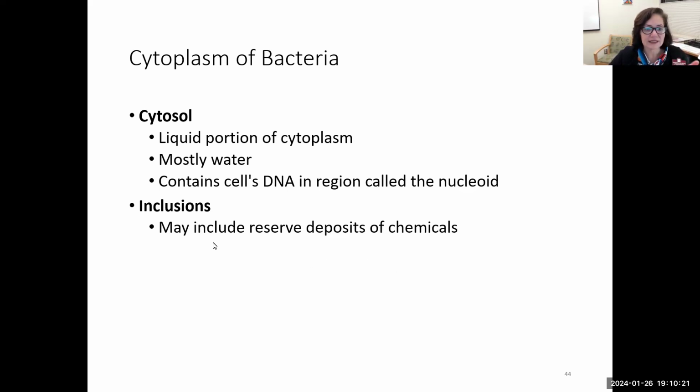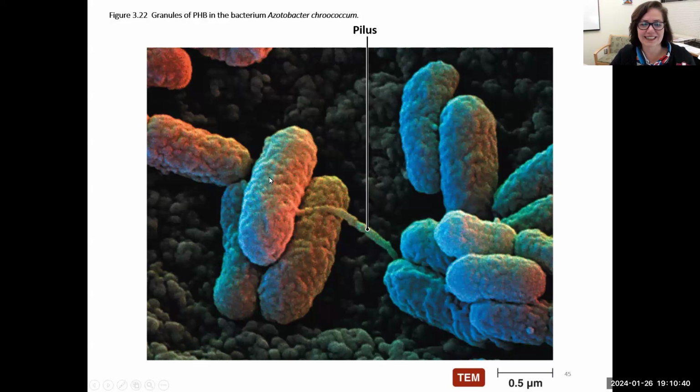But there are areas, inclusions, in the cell. So there are areas where we have reserve deposits of chemicals. Think like storage, but I don't have a storage compartment to put it in, so I just have a little pile of these molecules. Here's something we'll get to again later, especially during the genetics section of the class. Remember the pilus? This is how one bacterium can transfer some of its genetic information to the cytoplasm of a different bacterium. Cool stuff.